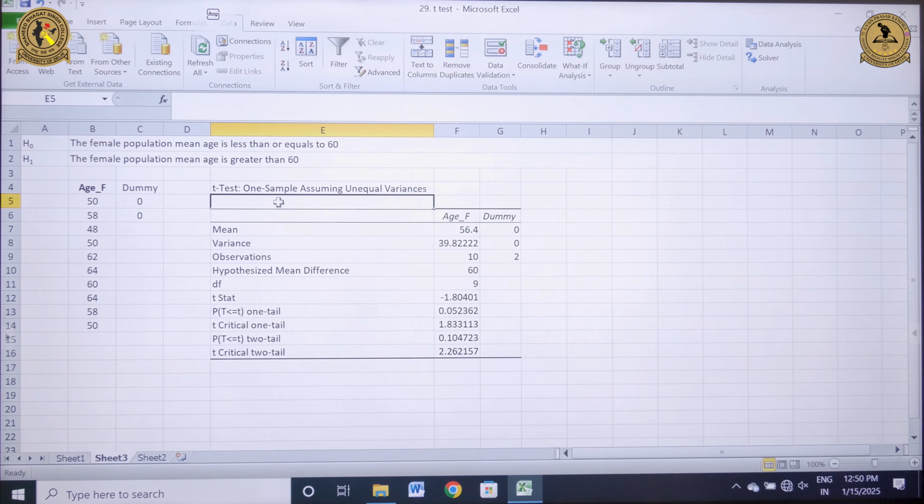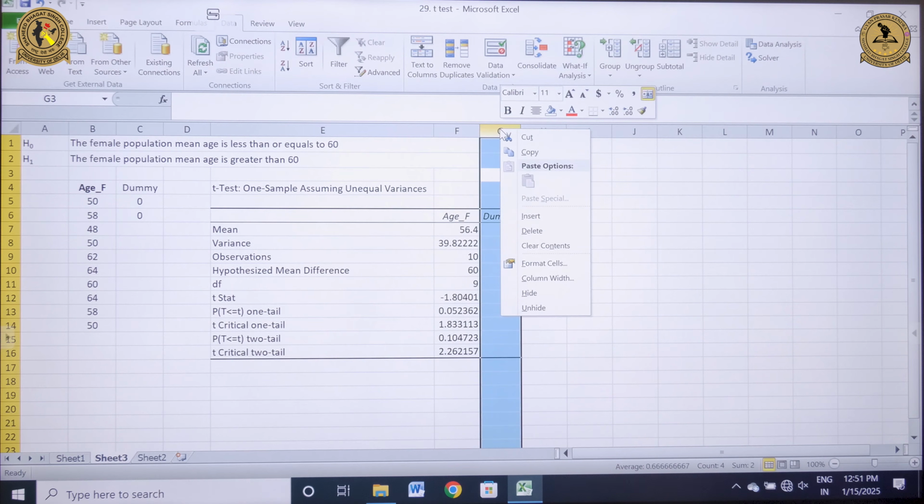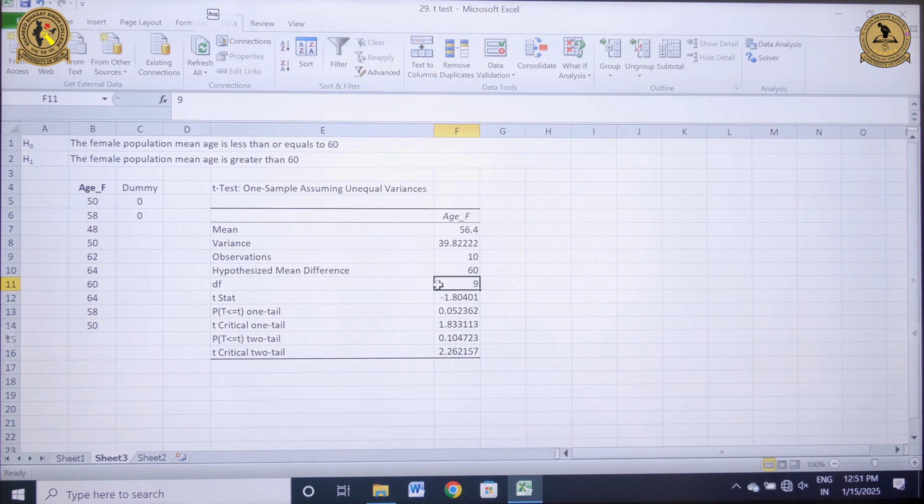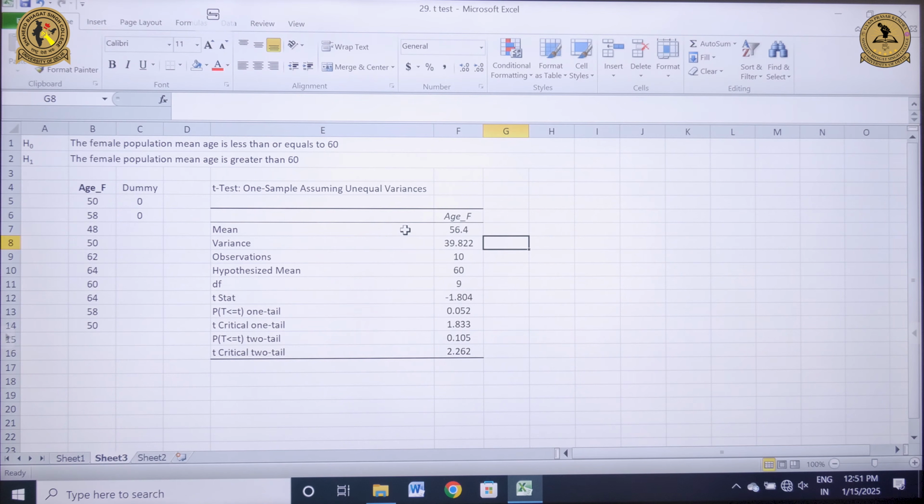So I have corrected it to a one sample t-test with unequal variances, and I have also eliminated this dummy variable column. The hypothesized mean is 60. Now this is the output of the one sample t-test. Let's understand this data one by one.